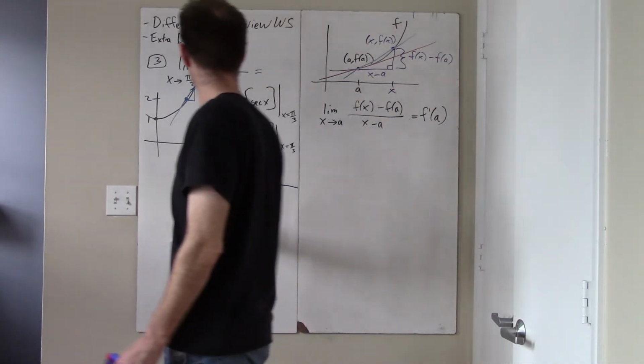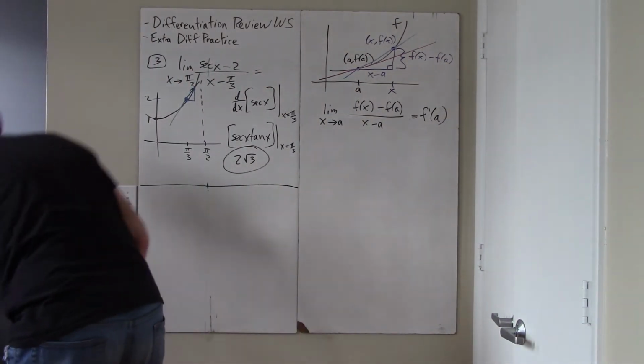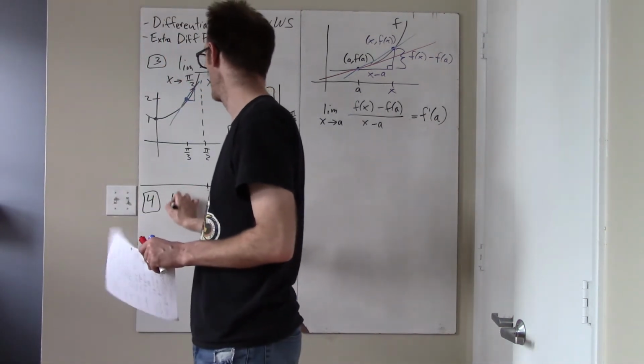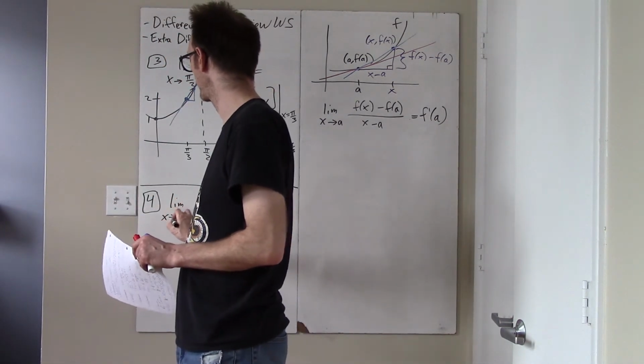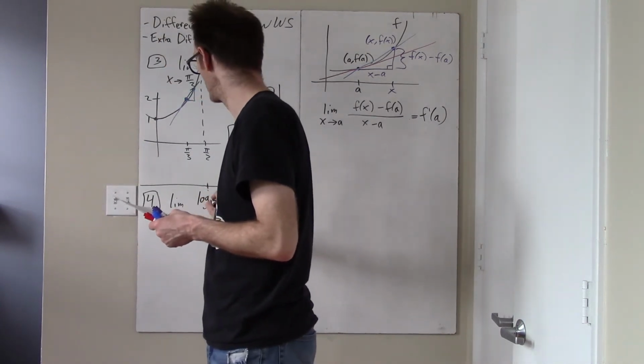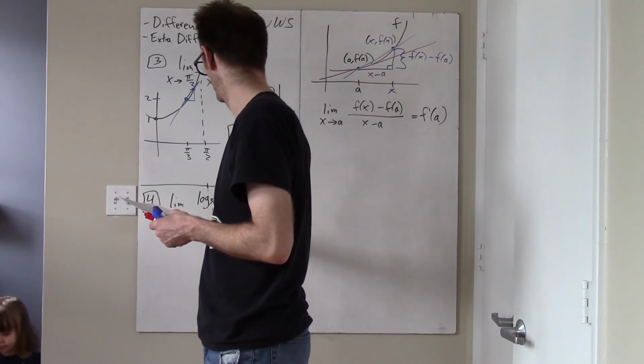Going a lot faster now, number 4 is basically just the same thing, but a little bit more complicated. Here we're taking the limit as x approaches 27 of the log base 3 of the cube root of x.